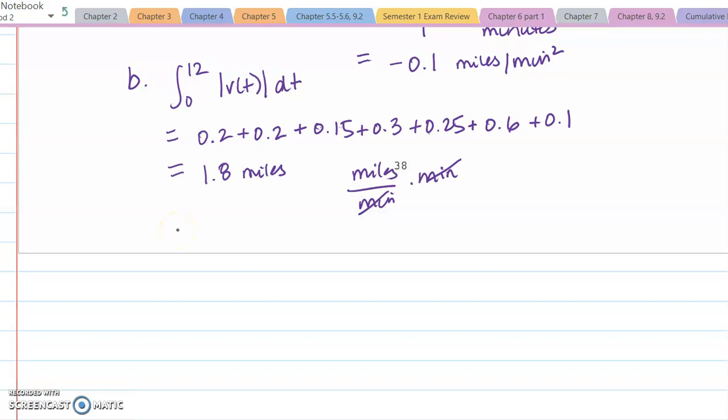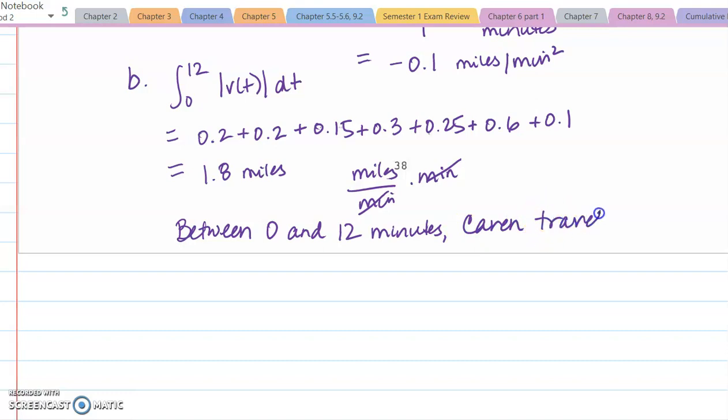We do need to write the meaning like a sentence describing all the things that we've just understood. So between 0 and 12 minutes, Karen travels a distance of 1.8 miles.